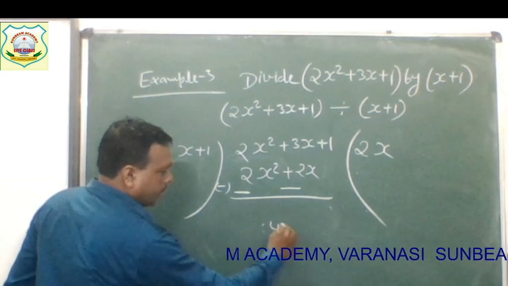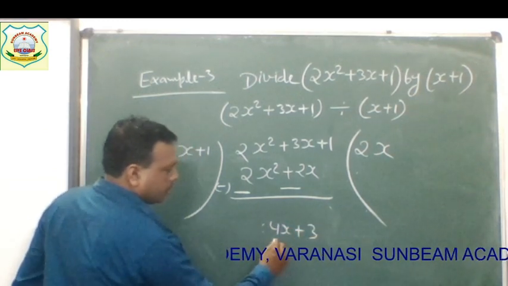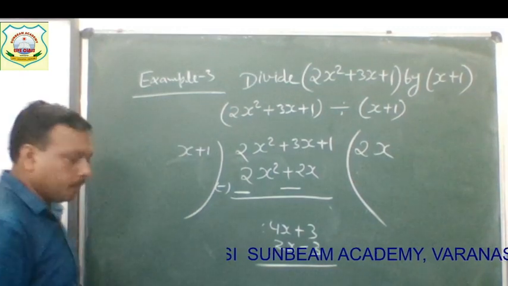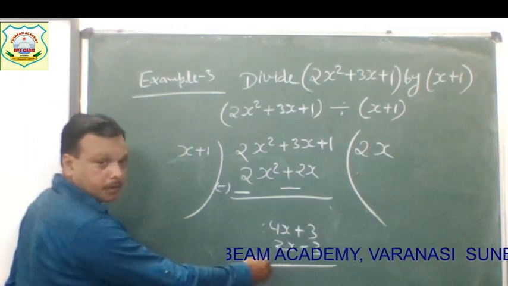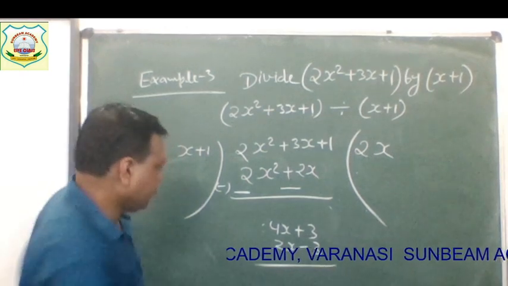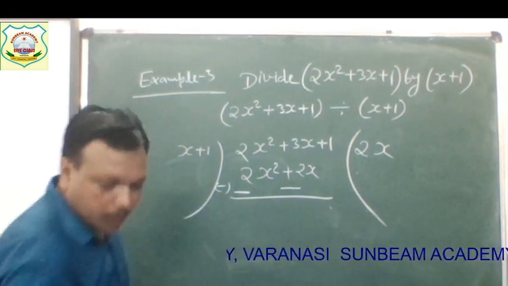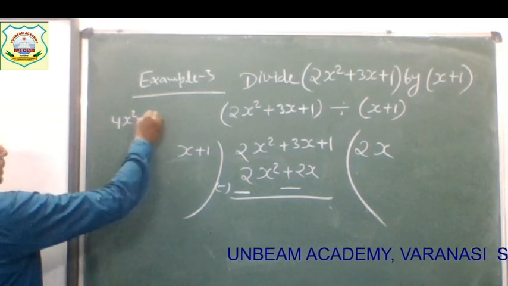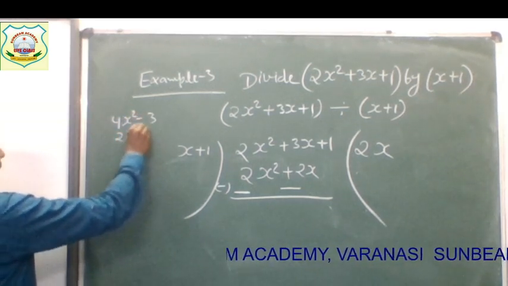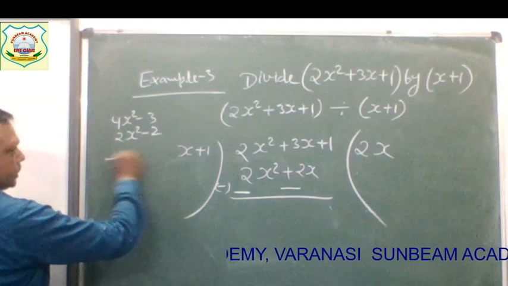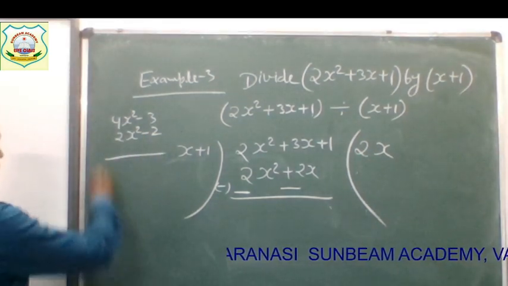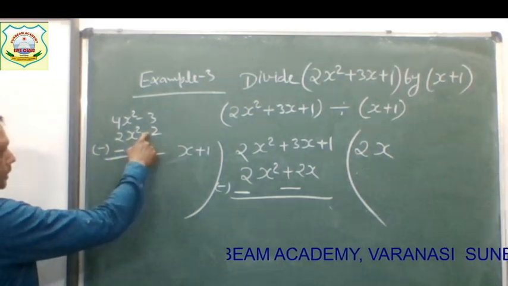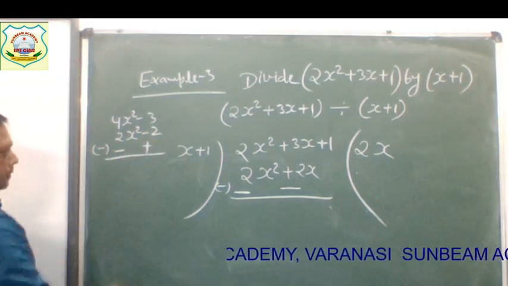Suppose we have taken 4x plus 3, 2x minus 3. We want to subtract here. Okay? Here I am telling, 4x square minus 3, 2x square minus 2. Sorry. We want to subtract it. So the sign plus will change to minus, and the sign minus will change to plus.